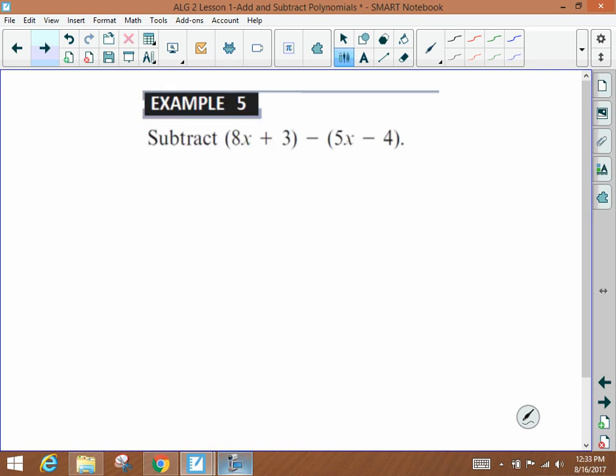Let's go ahead and subtract again. We just did this one. I'm going to do it again. So remember, I'm going to change the sign of everything in my parentheses because I have to distribute this negative sign here, right? When I combine like terms, 8x minus 5x is going to be 3x, and 3 plus 4 is 7.